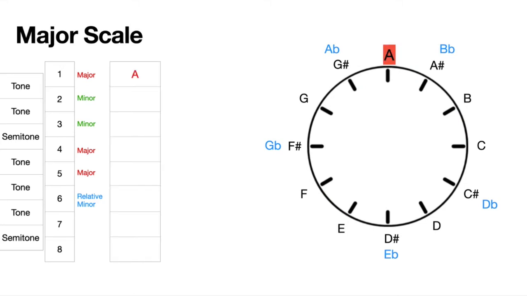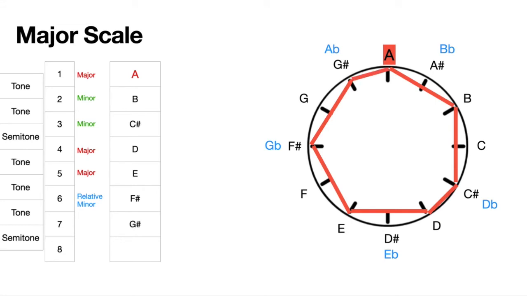It'll be a tone to B, a tone to C sharp, a semitone to D, a tone to E, a tone to F sharp, a tone to G sharp, and the semitone brings us back to A. It's exactly the same irregular shape, it's just been rotated around the circle so that it starts and ends on A.